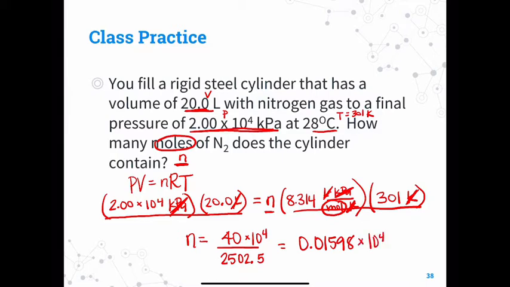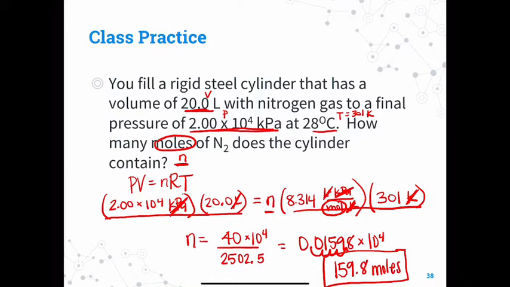So now I have to move this decimal 1, 2, 3, 4. And so my answer should be 159.8 moles. Okay? And that's how we would solve that problem. That's how many moles of nitrogen the container will hold. Okay? So you have 2 problems to try on your own.